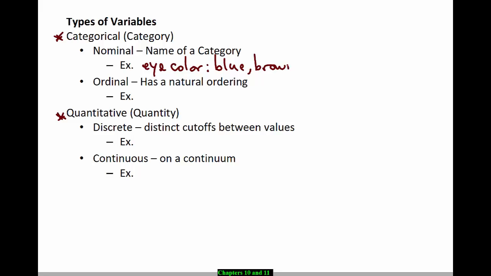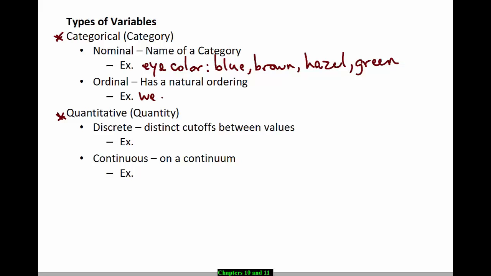Blue, brown, hazel, green. Ordinal categorical variables have a natural ordering to them. Notice there's no natural ordering to the eye color categories. Ordinal variables have a natural ordering, but they're still categorical, meaning they're just categories. They're just the names of categories.